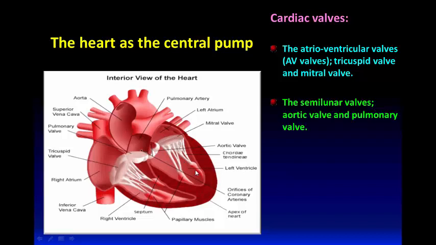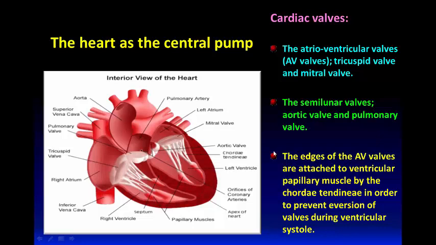We also have valves at the exit points of the ventricles. These valves are known as the semilunar valves. We have the aortic valve between the left ventricle and the aorta, and the pulmonary valve between the right ventricle and the pulmonary trunk.